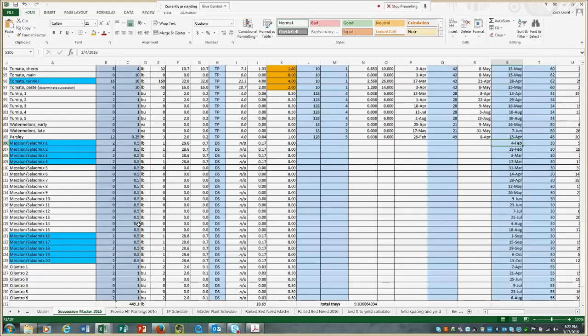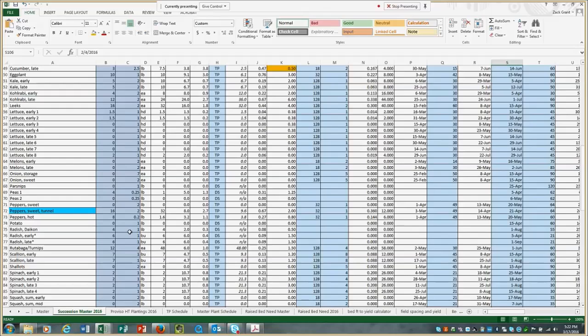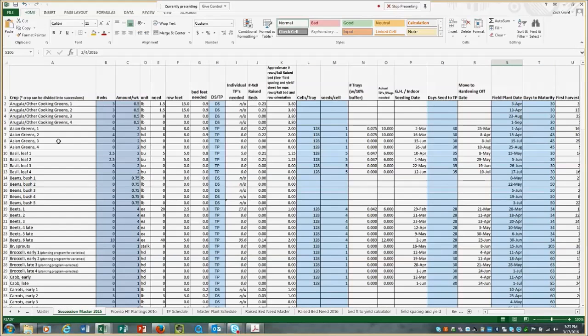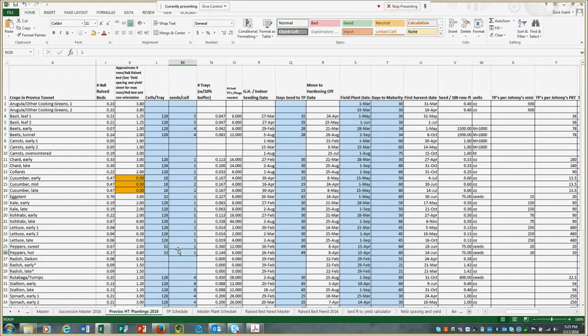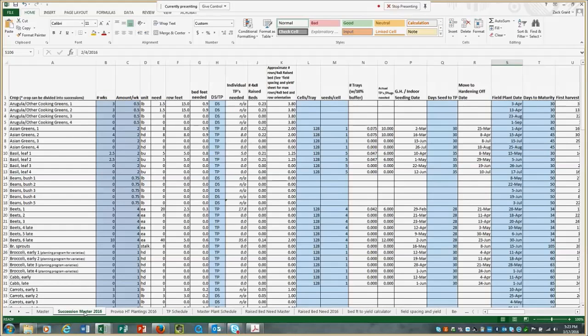Okay, so as you can see, there's a lot more detail with this succession planting sheet. So now that I have this all here, it's still not fleshed out into something that makes a little bit more sense. Okay, so as I moved over, the next sheet that I have is this Proviso High Tunnel Plantings 2016. So the reason why I made a whole additional sheet here specifically for the Proviso High Tunnel Planting sheet is because I have that master and succession master there. I don't want to mess with any of that, right?